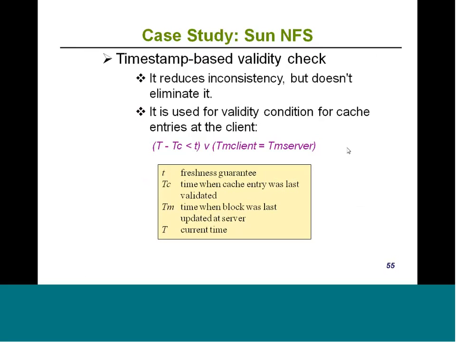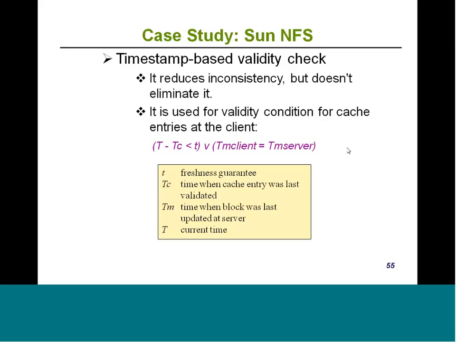Then the validity itself is checked through a timestamp based check. Essentially, it reduces the inconsistency, but it does not eliminate it. So it's used for the validity condition for cache entries at the client. The formula is T, which is the current time, minus TC, which is the time when the cache entry was last validated, must be less than t, which is the freshness guarantee. So we don't want excessive time to pass between these two events.